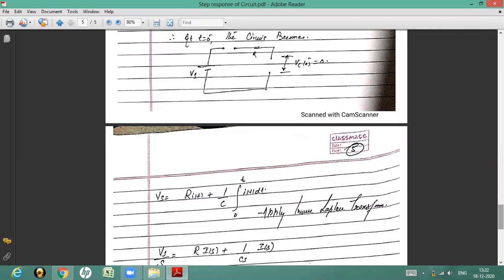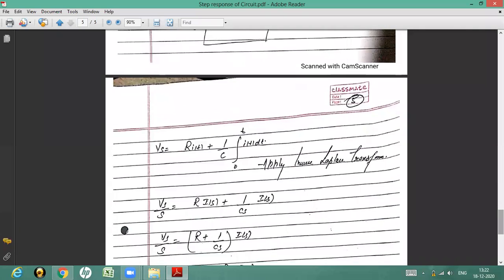Now I can apply the Laplace transform, and you can see Vs by S is equal to R I(S) plus 1 upon Cs I(S). Here the Laplace of a differential will be S into I(S), but in case of an integral, the Laplace is 1 upon S. I'm sorry, here it is the Laplace transform, it is not the inverse Laplace transform. Please make a correction that here we apply the Laplace transform.